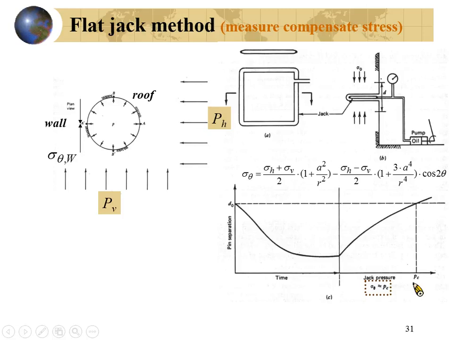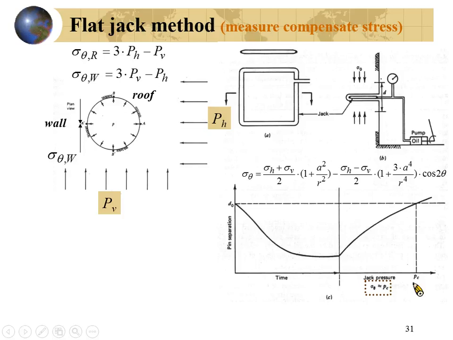Again, you push it back to the original location. You're trying to compensate the sigma theta. But you will have a different sigma theta here and here. How about the sigma theta at the tunnel wall? The sigma theta at the tunnel wall will equal 3 times PV minus pH. And the stress at the tunnel roof will equal 3 pH minus sigma V.